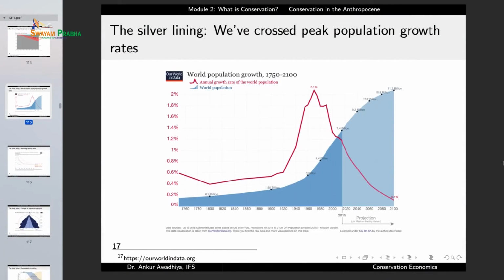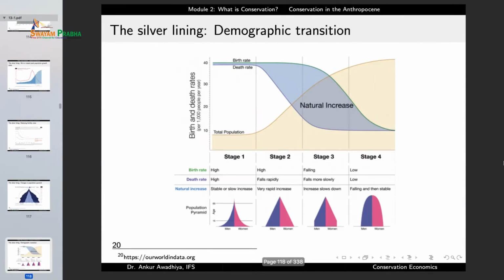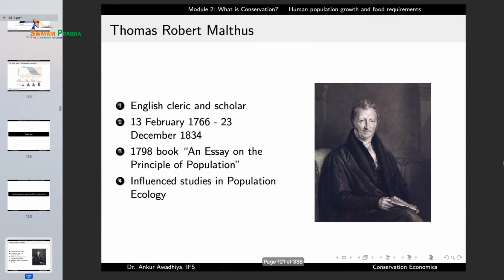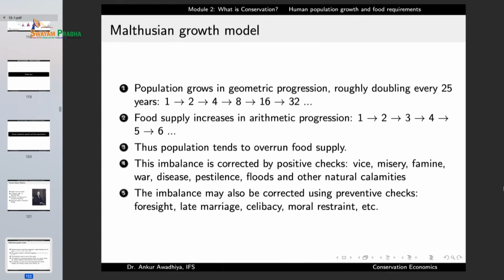Then we saw that we have already reached the peak of our population growth, which brings us to the next topic, the human population growth. Here we looked at the Malthusian model. Malthus predicted that the human population grows in geometric progression. That is, from 1 it becomes 2, then 4, then 8, then 16. So at every stage it is getting multiplied by 2. But he said that the agricultural production or the resources will not increase at this faster pace. They will increase in arithmetic progression, 1 to 2, 2 to 3, 3 to 4, and so on.